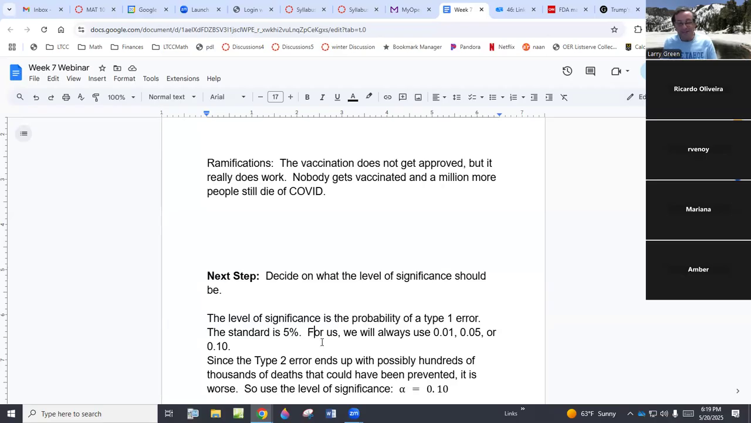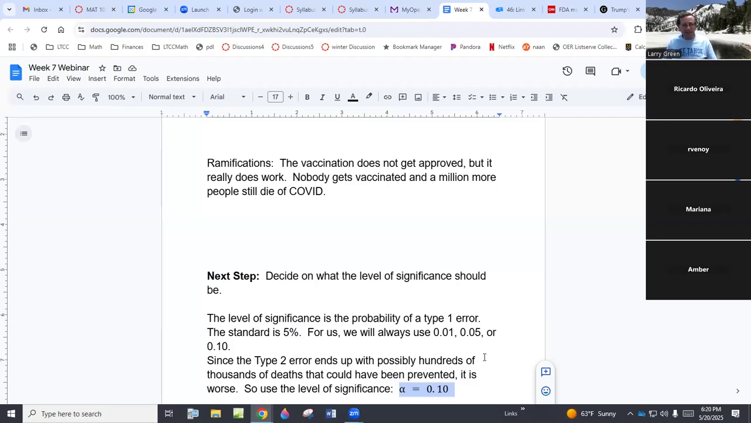Okay, so it's a give and take thing. You increase one, the other goes down. You decrease one, the other goes up. Okay, so the type 2 error possibly kills hundreds of thousands of people that could have been prevented. I think that's worse. Maybe you don't, but I think that's worse. If the type 2 error is worse, then we should probably use a level of significance of 0.10. I like to call it 0.10 instead of 0.1 because then it looks like 10%. But you can call it 0.1 if you want.